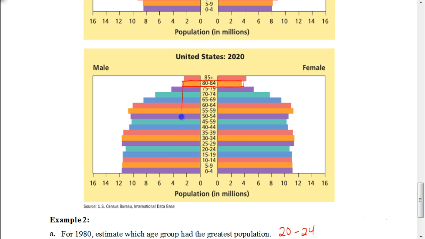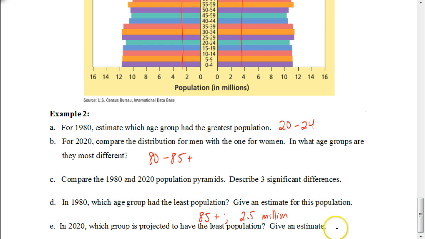So it looks like this one is about, I don't know, let's just say 2.5 million there. And for the females, say it's about, I don't know, 3.5 million. So if we add those together, we get about 6 million people. So this would be the 80 to 84 range, and we're going to say it's approximately 6 million people.